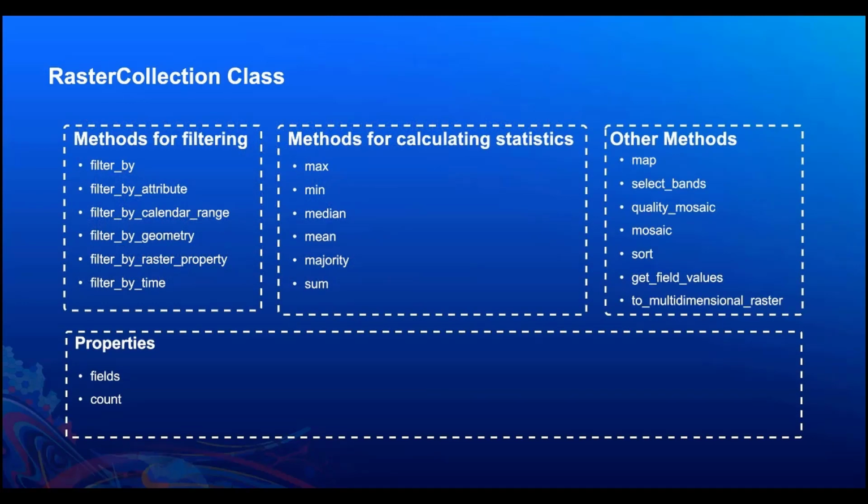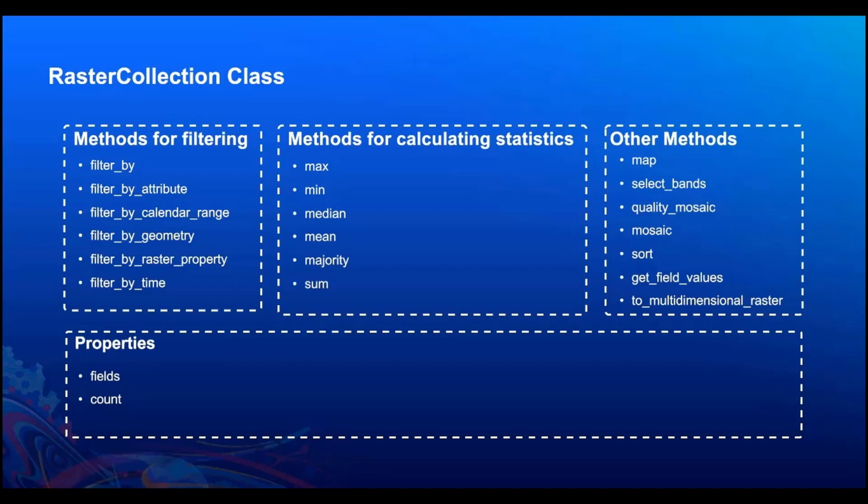This is a high-level overview of the raster collection class. It has methods for filtering and methods for calculating statistics. These methods help in reducing the collection to a single raster based on the aggregation method used. That is, you can find the mean raster of the collection using the mean statistics type and so on.